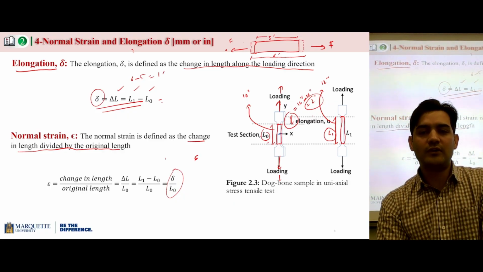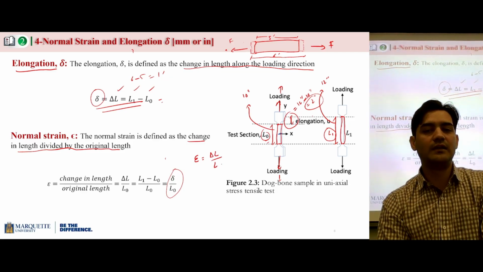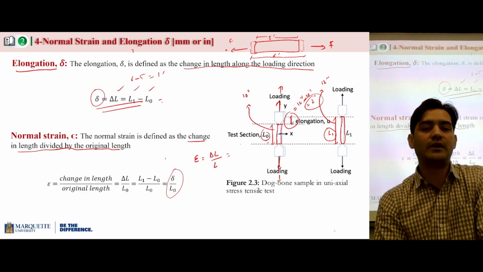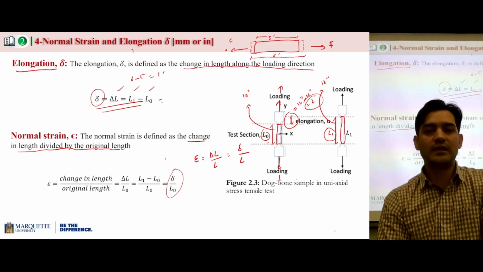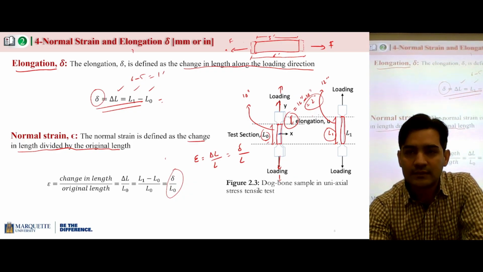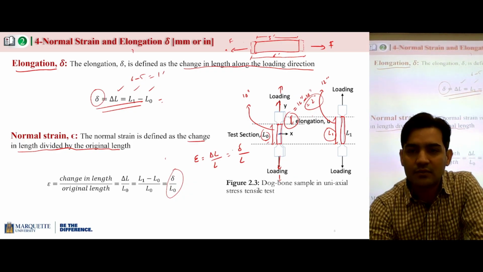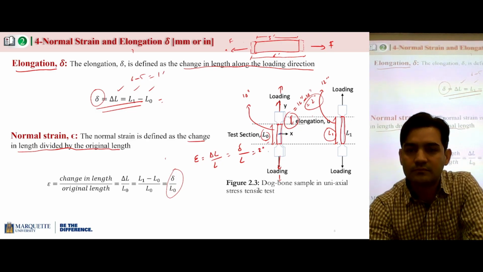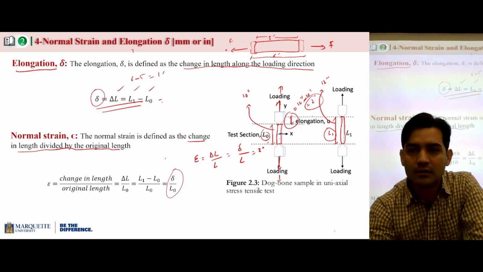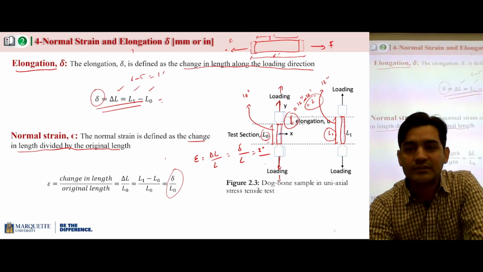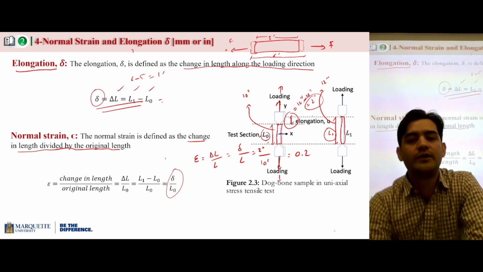So the formula for strain is change in length divided by original length, or change in length is called elongation and divided by the original length. So in this case, the change in length was 2 inches in this example. And what is the original length? The original length was 10 inches. So if you calculate strain, the strain comes out to be 0.2.